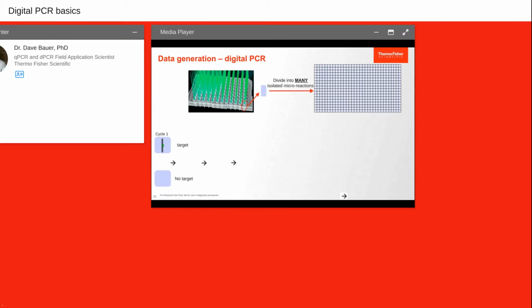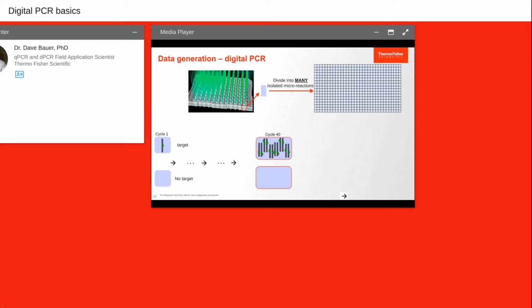Instead of running the entire reaction in one bulk set, let's take the liquid illustrated by that purple box coming out of the H12 position on the plate, and then divide that out into thousands and thousands of subreactions in that grid there. And these subreactions are physically isolated from one another. And so with that physical isolation, now if we have a particular subreaction that had target present, then after PCR thermal cycling, we're going to see signal in that particular location.